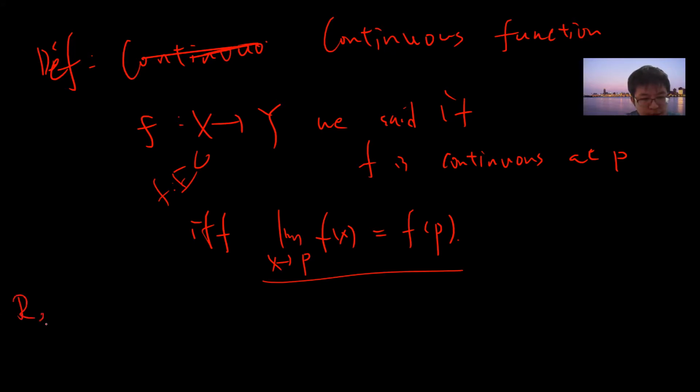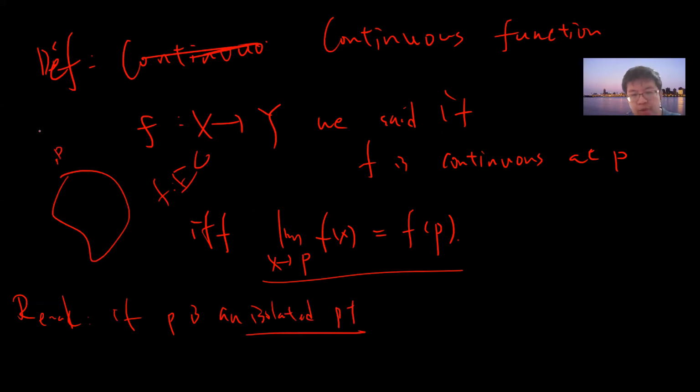Also there is a remark. If p is an isolated point, which we just mentioned in the topology, right? So p is an isolated point means that there exists an epsilon where there are no other points which can approach p. So in this case, f is automatically continuous at p.